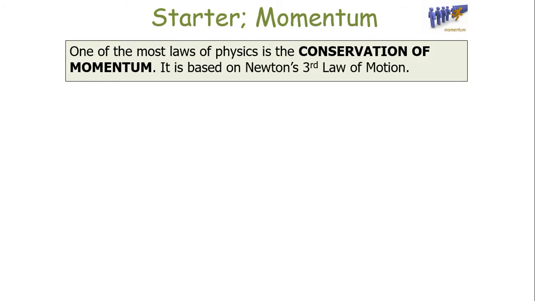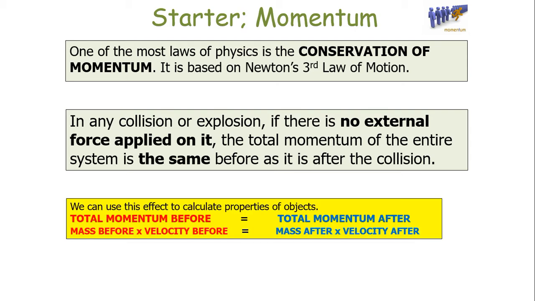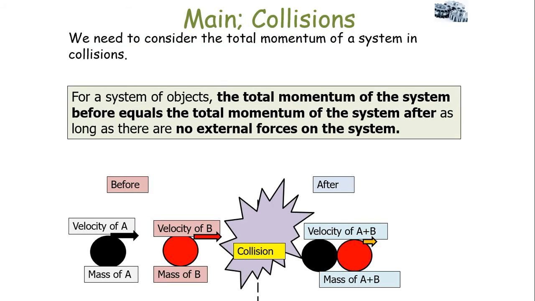So one of the most common laws of physics is the conservation of momentum, which is based on Newton's third law of motion. In any collision or explosion, if no external force is applied on it, the total momentum of the entire system is the same before as it is after the collision. So mass times velocity before equals mass times velocity afterwards. So this can be the case for a collision.